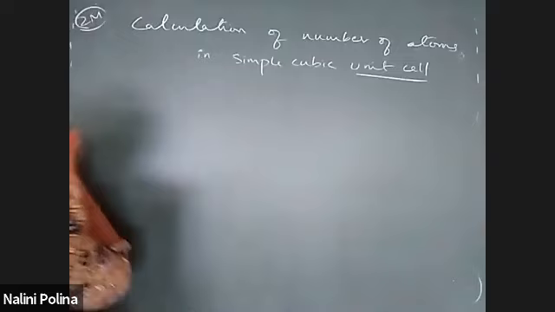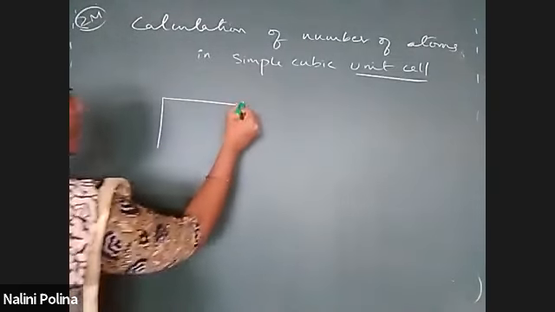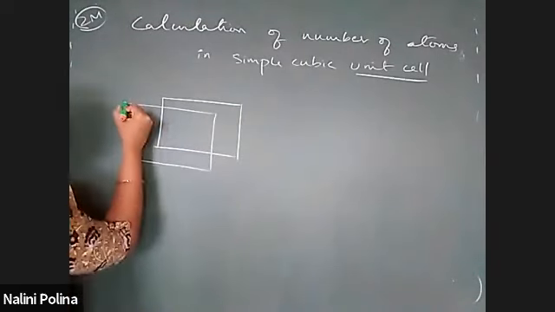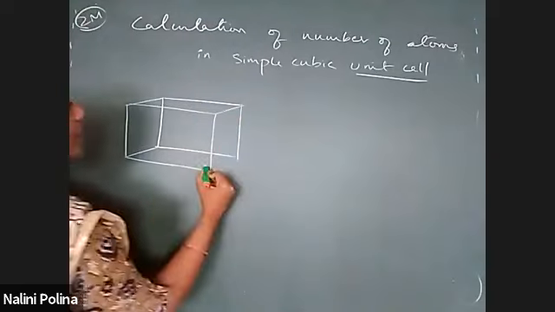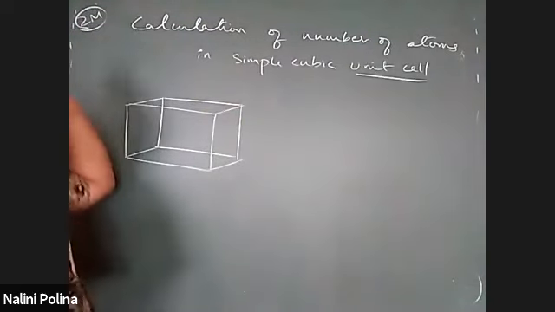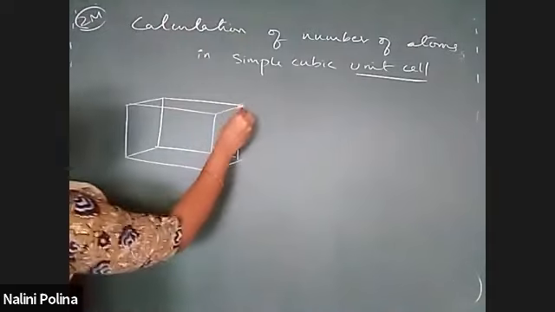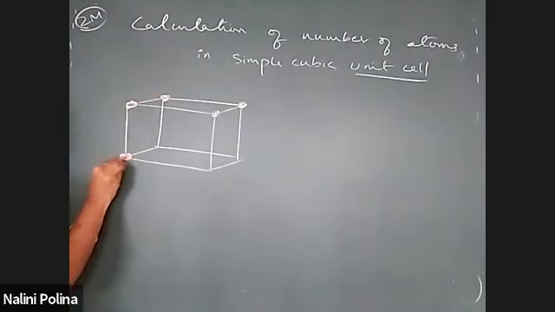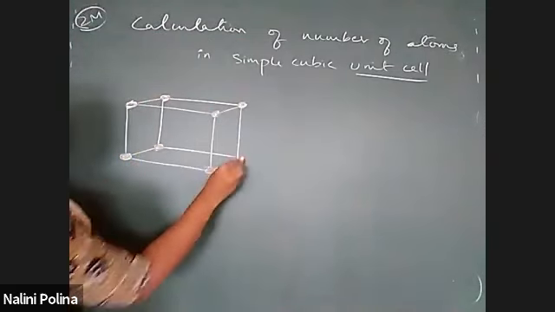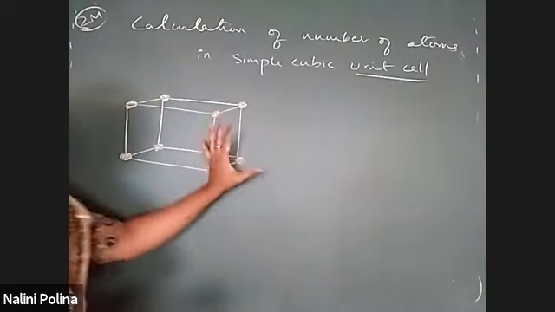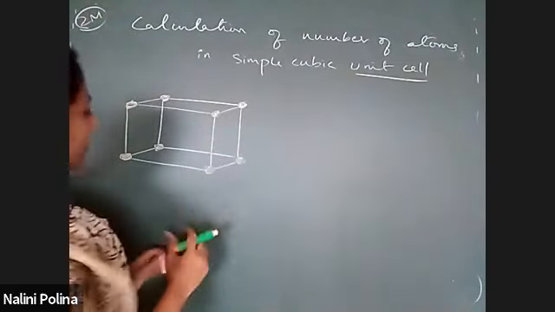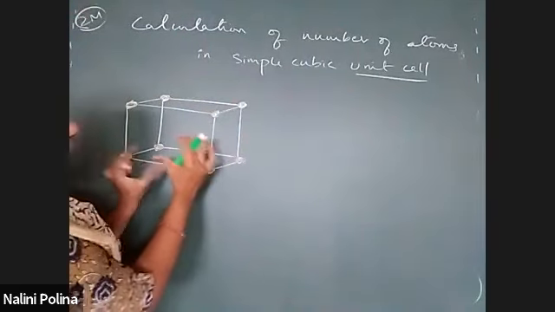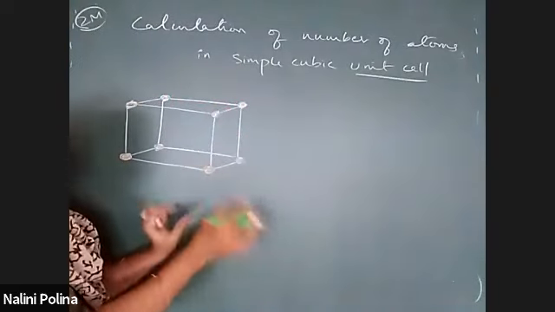You need to draw the diagram of the simple cubic unit cell. Yesterday I taught you how to draw a cubic unit cell, very, very important. So this is a cubic unit cell. Simple cubic means atoms are present only at the corners. After drawing this diagram you just have to write a few sentences. How many corners are there in a simple cubic unit cell? 8 corners, and all corners are occupied by atoms.